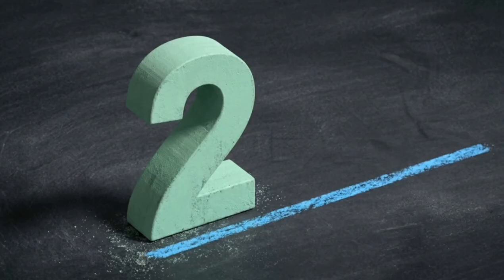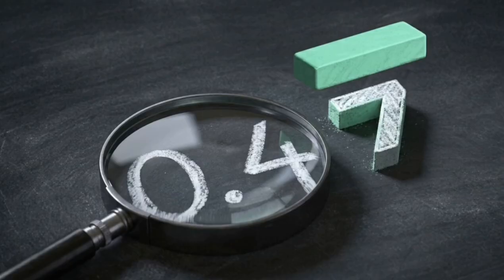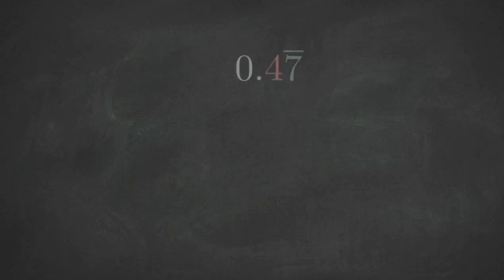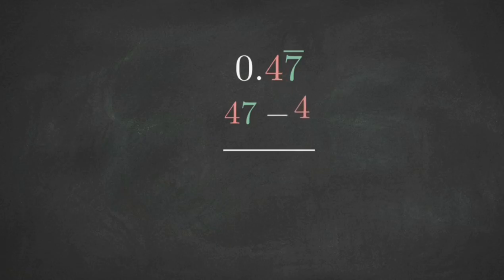That brings us to step 2, mixed repeating decimals. This is where things require a little more care because only some of the numbers after the decimal point repeat. Look at 0.47, where only the 7 has a bar. We need a new numerator rule. First, write down the entire number, 47. Then, subtract the digit without a bar, the 4. That gives a numerator of 43.